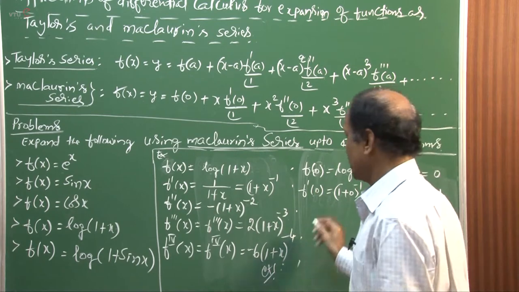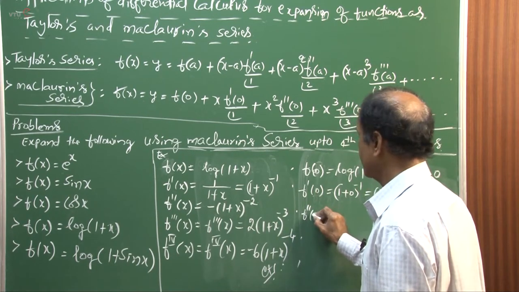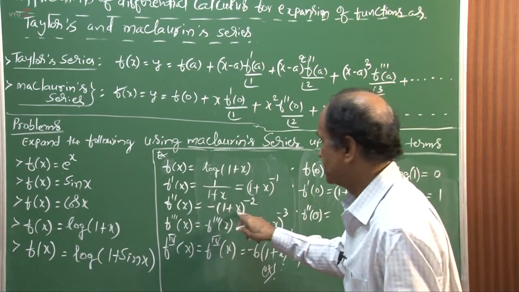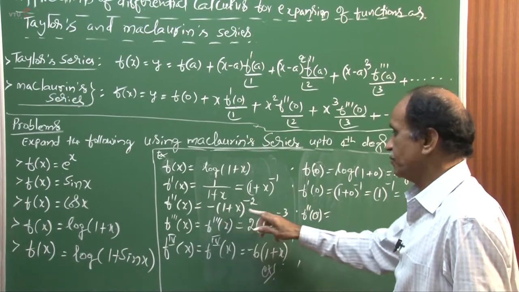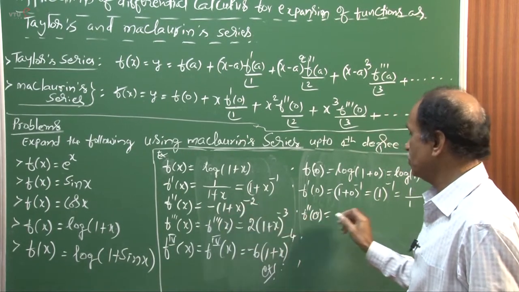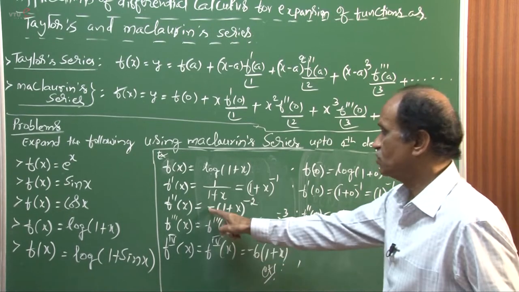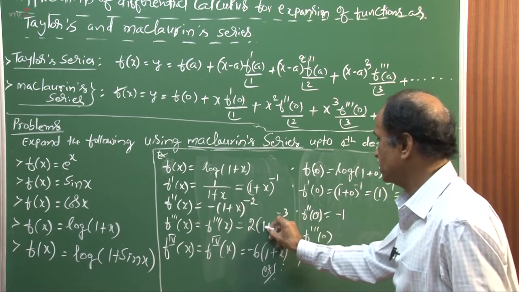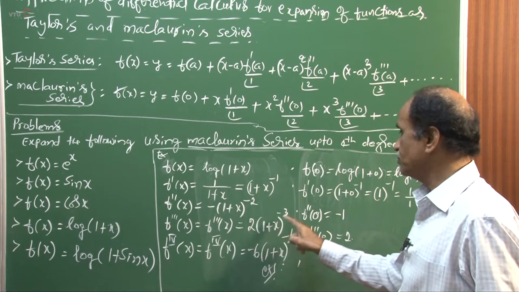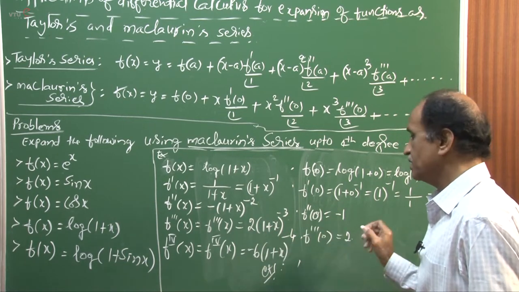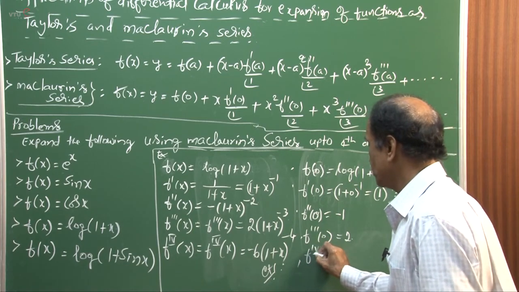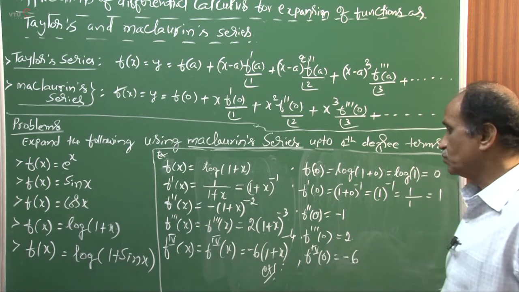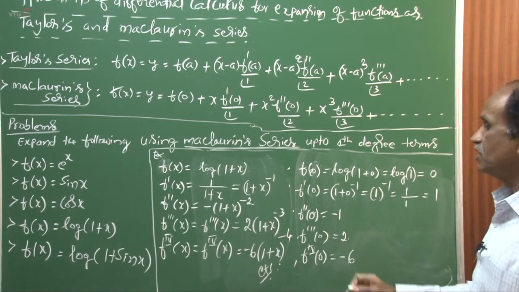Then next derivative, f double dash of 0, that is at x equal to 0, this term you have to take, and 1 is there, x is 0, and 1 to the power minus 2, you will be writing that as minus 1 because outside minus 1 is there. Then f triple dash of 0 is nothing but 2 into 1 to the power minus 3, that will be taken to the denominator, that remains as 2 only. Then f fourth order derivative is nothing but minus of 6 into 1. Therefore, these values you have to include in the series.